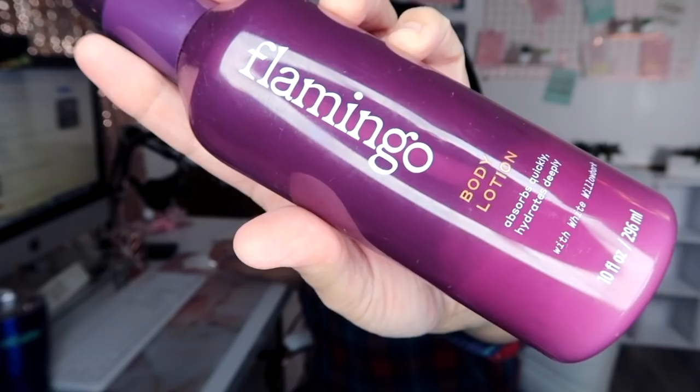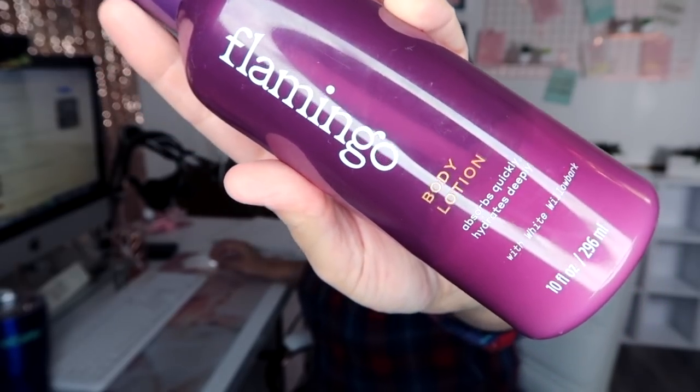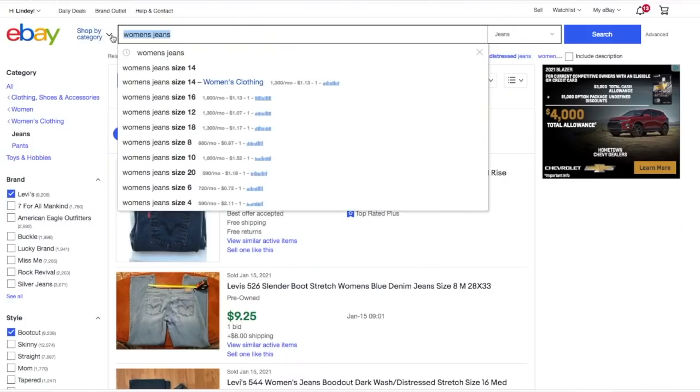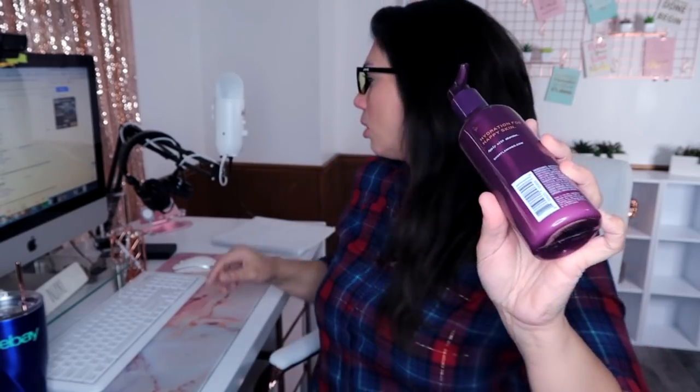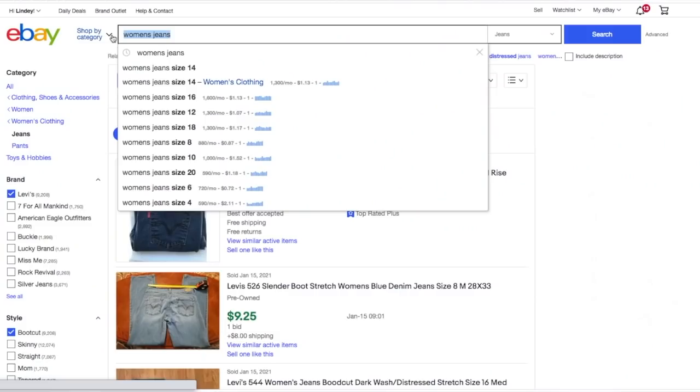But let me show you how to do comp research of this lotion. So this is a flamingo body lotion, and it has white willow bark. Of course, here in the search bar, I could just search flamingo body lotion, or because there is a barcode, I could just type in the barcode number, or if I had my barcode scanner, I could just scan the barcode and search it that way.